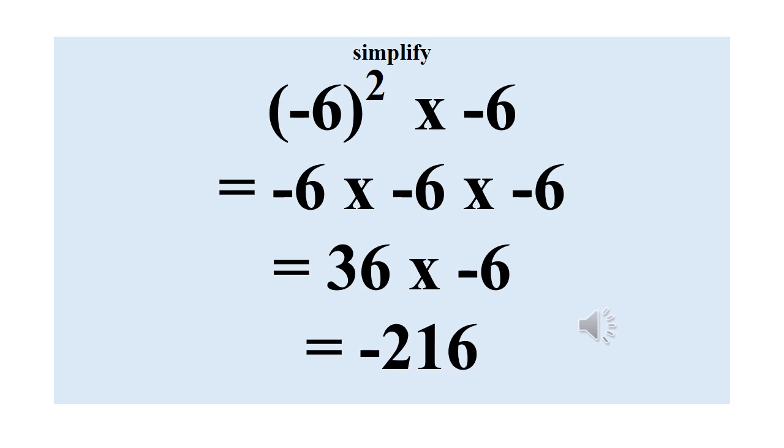So we now have minus times minus, which will give us plus, then 6 times 6 will give us 36, then times minus 6. So 36 here is positive 36. Plus times minus will give us minus. Then 36 times 6 will give us 216. So the final answer here will now be minus 216.